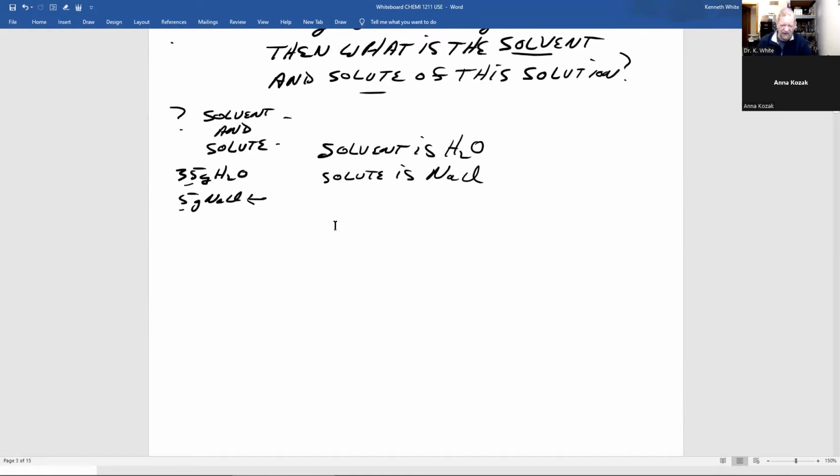Let's try another one of these. Remember, the solvent is the component present in the greatest amount. The solute or solutes are all the other components.